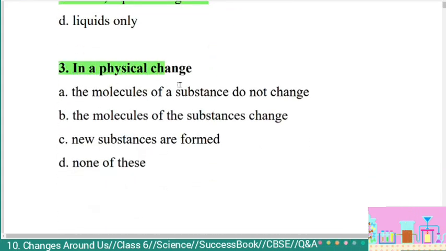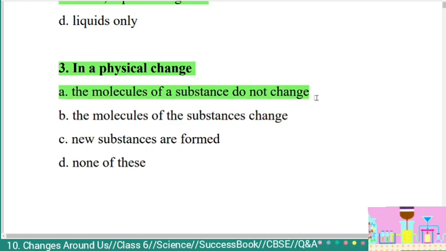Third question, in a physical change, options are A. The molecules of a substance do not change. B. The molecules of the substances change. C. New substances are formed. D. None of these. Here the correct answer is option A. The molecules of a substance do not change. In a physical change, the molecules of a substance do not change.